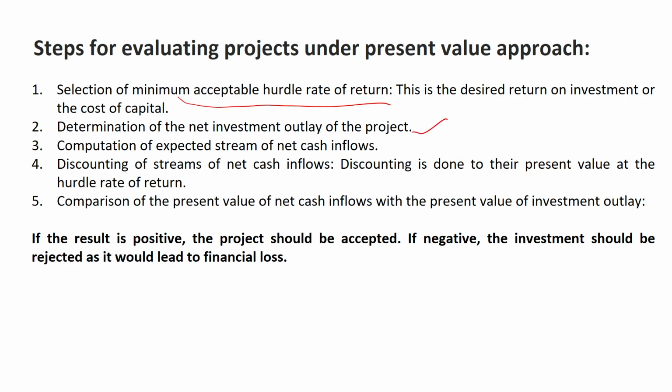It is the total of the commitment of funds in order to invest in a proposal, and we have seen in the very first lecture that the investment outlay will include the cost of machine and installation cost. If there is going to be some additional working capital requirement, it should also come within the purview of initial investment outlay. The third step suggests to calculate the expected stream of net cash flows.